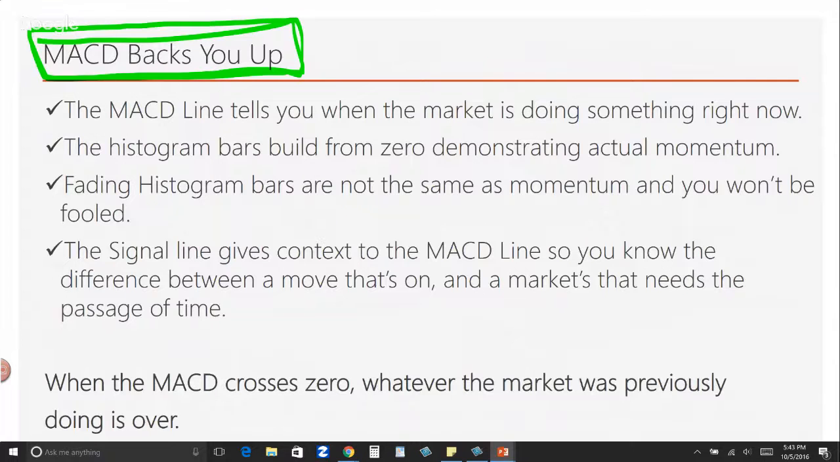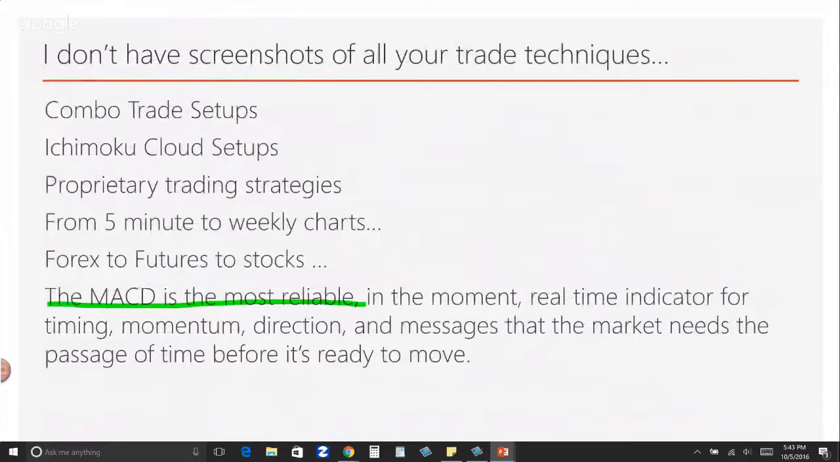I just love to use it because the MACD line tells you when the market is doing something right now. The histogram bars build from zero, demonstrating actual momentum. Fading histogram bars are not the same as momentum, and you won't be fooled about that again. The signal line actually gives context to the MACD line, so you know the difference between a move that's on and a move that just needs the passage of time. When the MACD crosses zero, whatever the market was previously doing, it's over. Don't forget that.